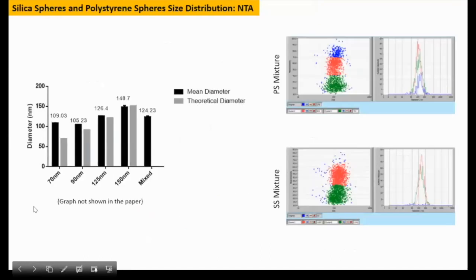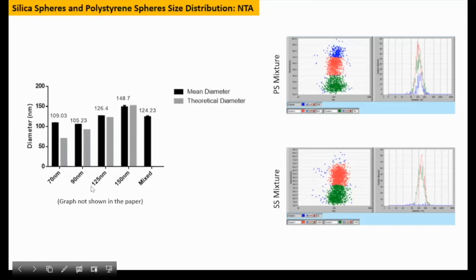Now, because NTA did not appear to resolve our 4 different bead populations, we assessed the polystyrene particles at their individual sizes before they were premixed to try to resolve each individual population. As you can see in this graph that was not shown in the original paper, when looking at the larger populations of 125 nanometers and 150 nanometers, the mean diameter was quite comparable to the theoretical diameter, only ranging a slight bit.